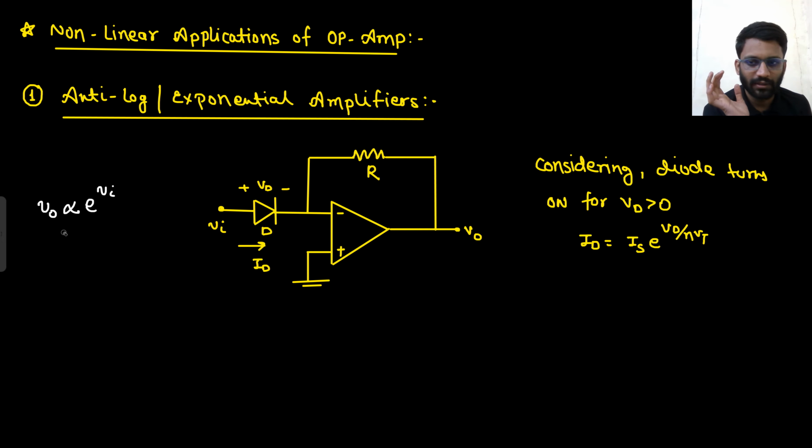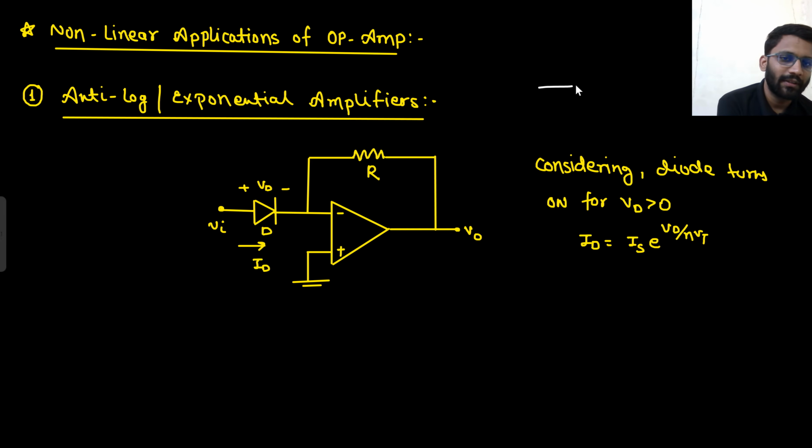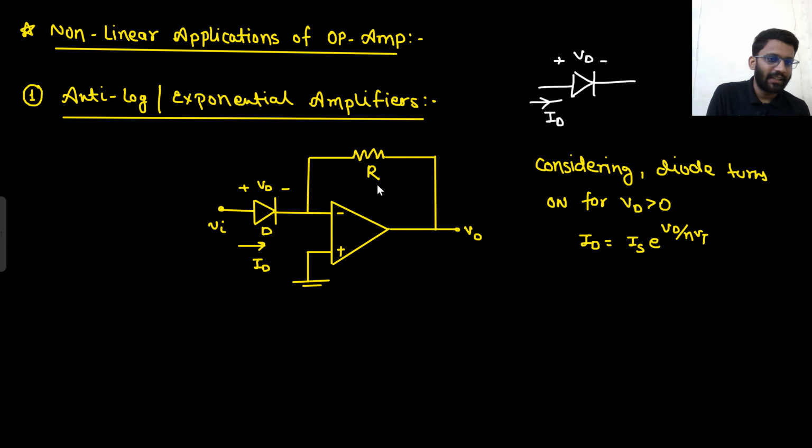So you make this configuration. For a diode, if you know the characteristics of a diode, this is your diode. For the diode, this is your forward potential Vd. Then what is your current Id? That is given by Is e to the power Vd upon eta Vt, right? Since there is negative feedback, this potential will be 0, and then this will also be 0.